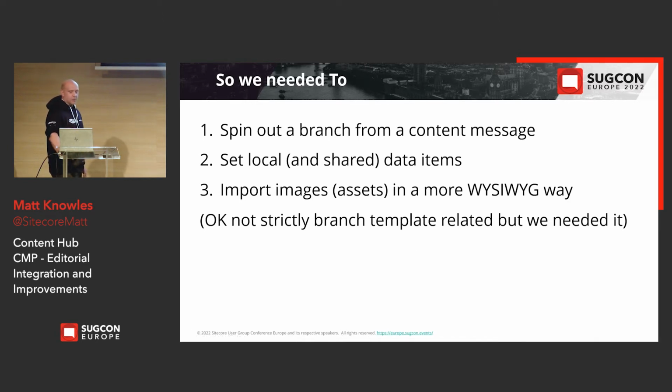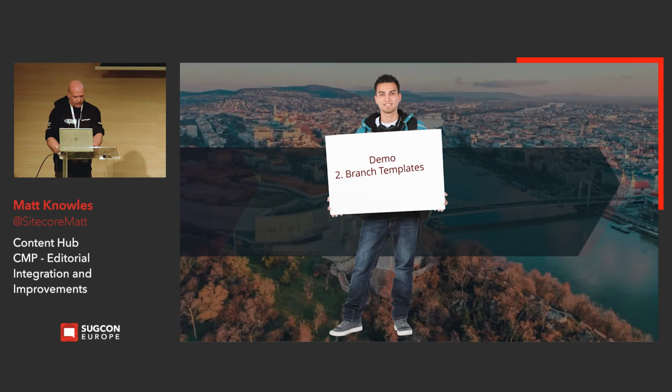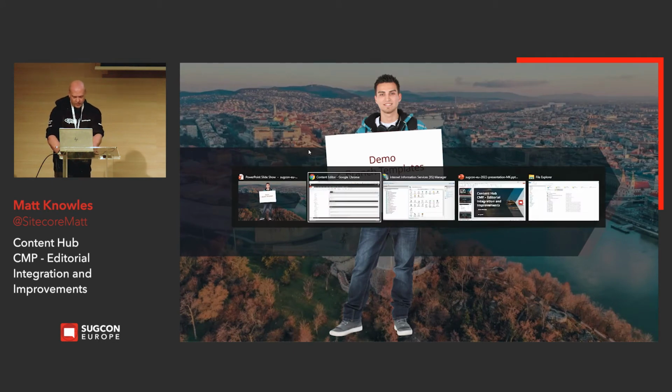So we need to be able to spin out a page based on a branch. You need to then set up local and shared data items, and we need to be able to import assets in a more editorial-friendly way. So let me just quickly show this, and I will show why it had to be more editorial-friendly.